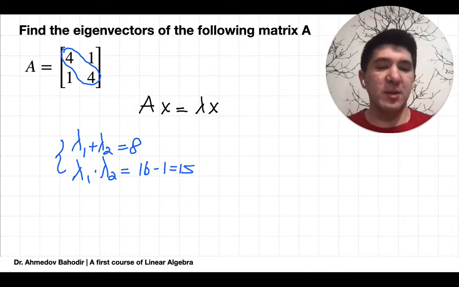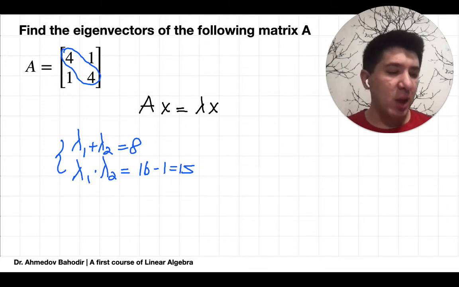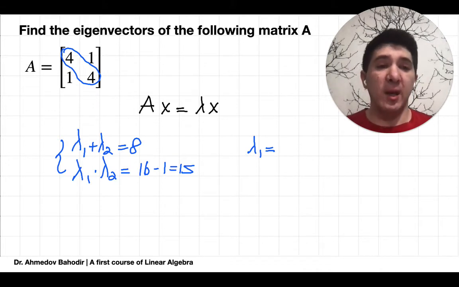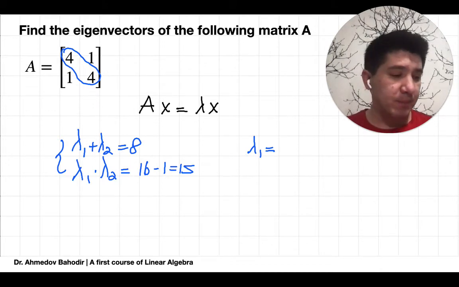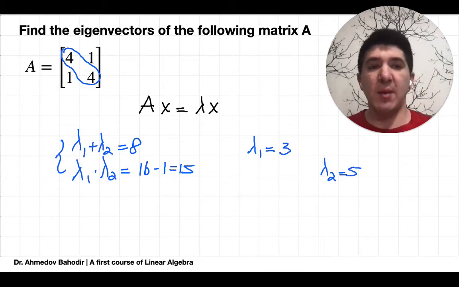So from here, I would like to ask you, which values for lambda 1 and lambda 2 can we choose so that the sum is equal to 8 and the multiplication is equal to 15? Probably we can choose 3 and 5, right? So that the sum is equal to 8 and the multiplication is 15.